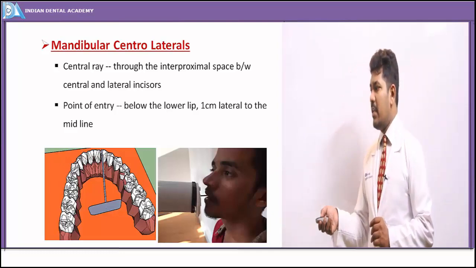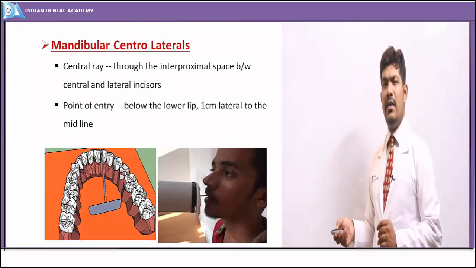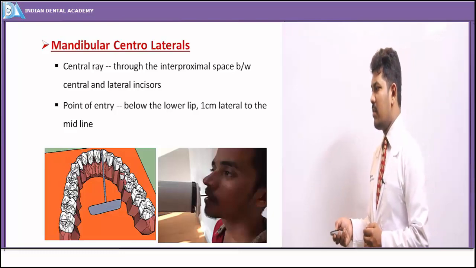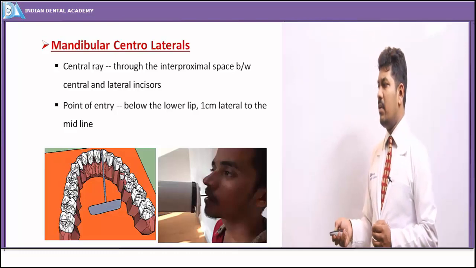Now we can see the placements, the patient position, which is slightly more reclined when compared to the maxillary arch images, and this would be the placement for the central and the lateral mandibular incisors.